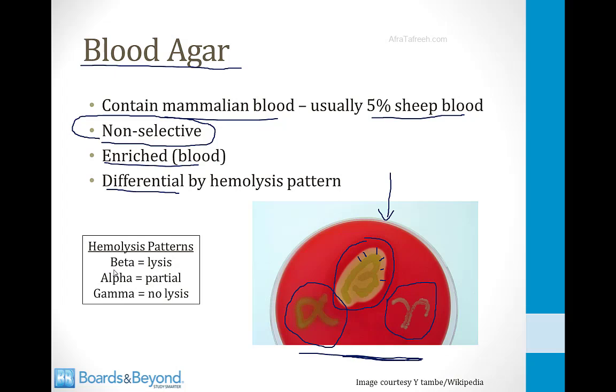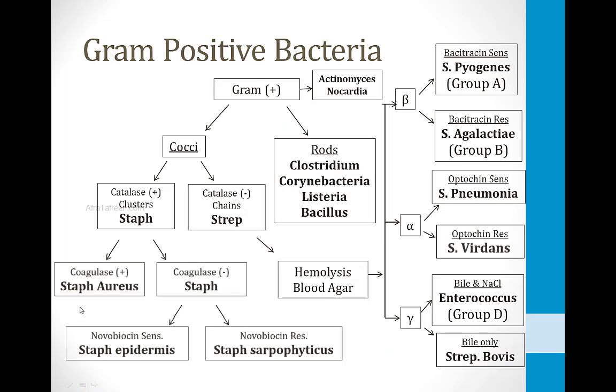So I've summarized this right here. Beta hemolytic bacteria completely lyse the red cells. Gamma hemolytic bacteria have no lysis of red cells, and alpha do partial lysis. They're somewhere in between the other two. So the reason blood agar is so useful for identifying bacteria is because it distinguishes lots of different kinds of Streptococcus.